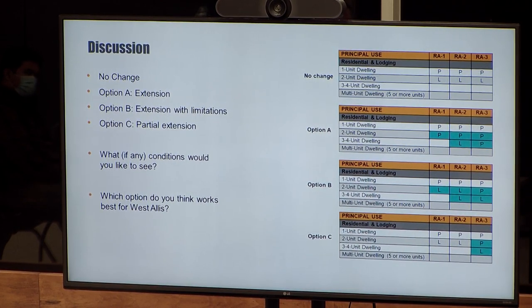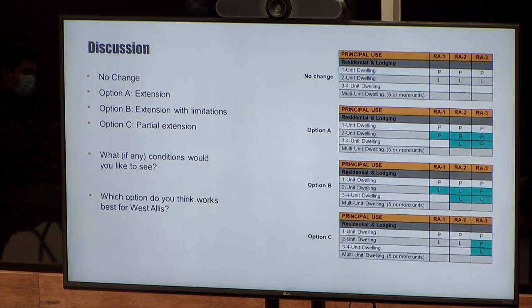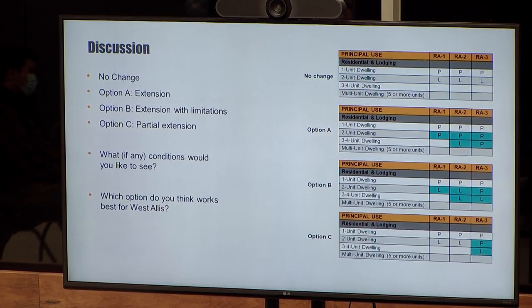And then option C is the smallest change. It would only be in RA3, and it would be intended more as a way to promote the conformance of those duplexes. So now that we've summarized these four different options, what are your thoughts? Do you have any questions? Which way would you want to take this? Keep it the same, change it a lot, a little bit?